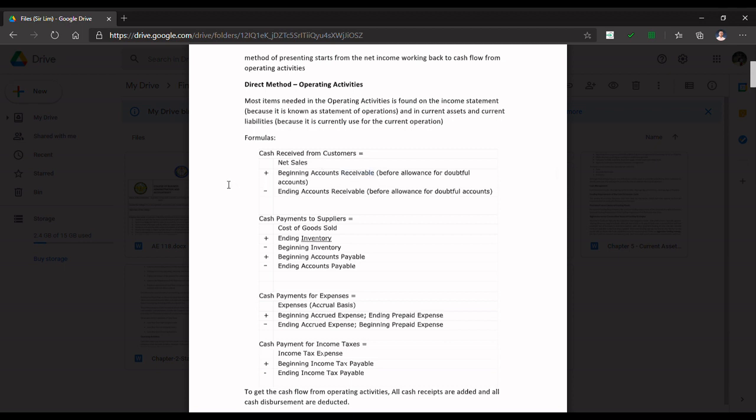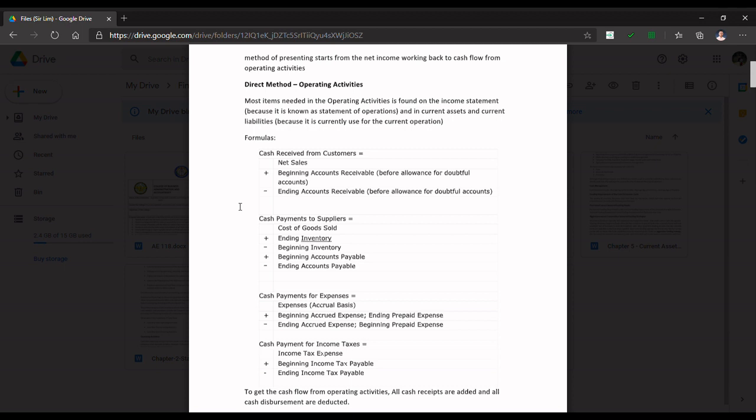So may utang sila tapos we sold merchandise or nagbenta tayo on account. So meron nadagdagan yung utang nila. That is the net sales. Nadagdagan yung utang nila, right? Tapos from that, we deduct the ending accounts receivable or yung ending na utang nila.